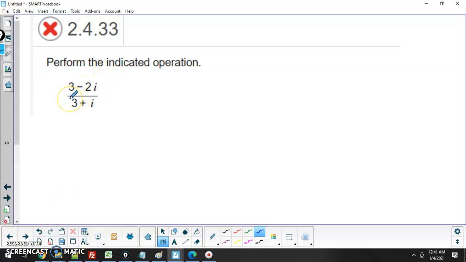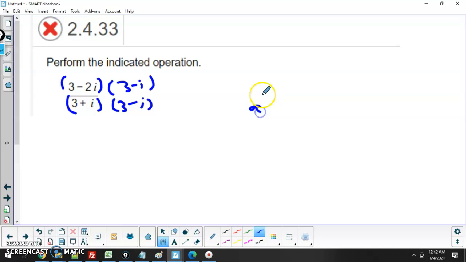You have to get rid of the imaginary number in the denominator. Okay? It just says perform the indicated operation. That's kind of deceptive. I don't know why they said that in the directions here. Okay, so what is the complex conjugate? Well, 3 plus I, it would be 3 minus I. Okay, so that's what you're multiplying the top and bottom by.